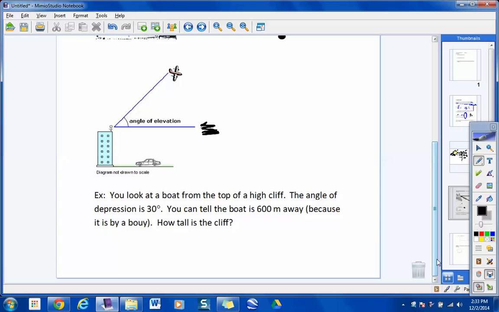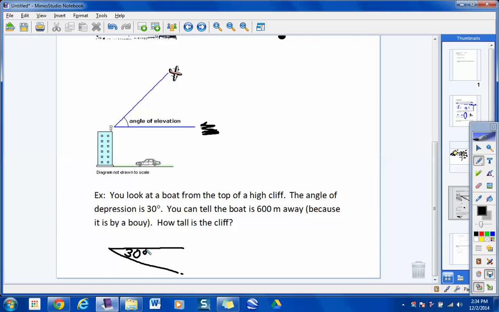All right, it says you look at a boat from the top of a high cliff. Okay, so we're at the top of this cliff. The angle of what? What are we talking about here, guys? Angle of what? Okay, so let's maybe start a sketch right here. We know we're going to have some kind of a horizontal line, don't we? Isn't that going to be your horizontal right here? Okay, I'm going to work from left to right. So it says the angle of depression is 30 degrees. So from here to here, what does this angle have to be right here? This angle has to be 30 degrees going down there, all right?